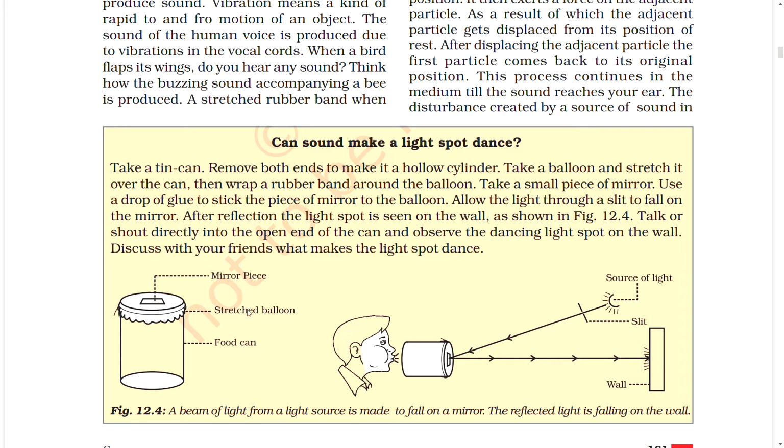Mirror piece, stretched balloon, foil can, source of light, slit, wall. Figure: a beam of light from a light source is made to fall on a mirror. The reflected light is falling on the wall.